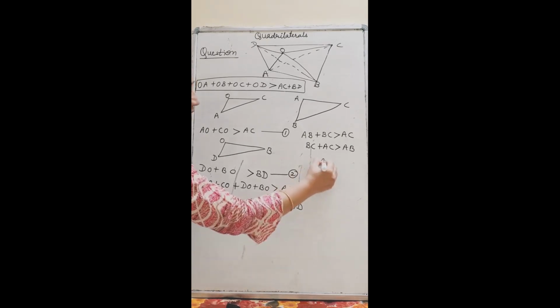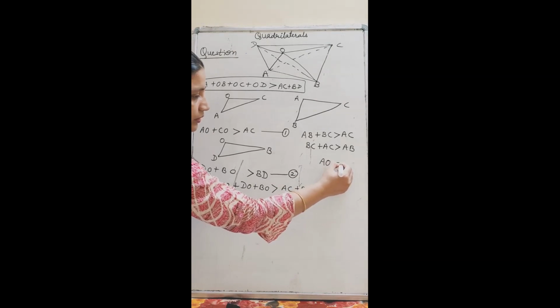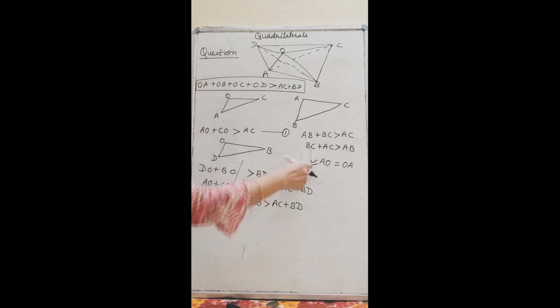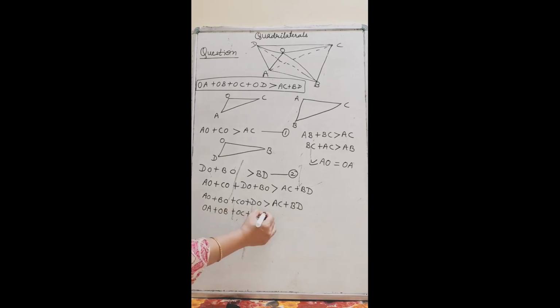One important thing: if we write AO is equal to OA, then this is also correct. So in the question we have been given the OA form, so we can convert this to OA, OB, OC, OD, and this is greater than AC plus BD. Hence true.